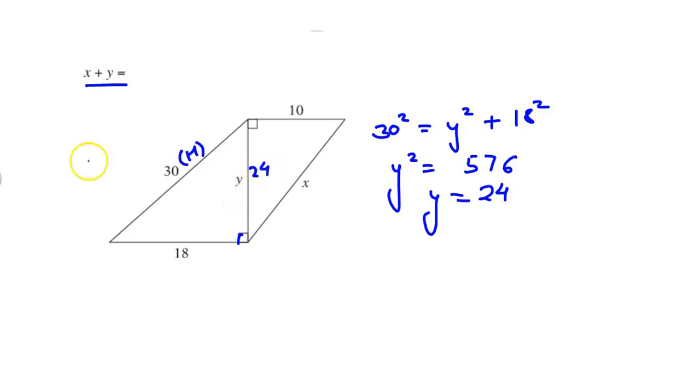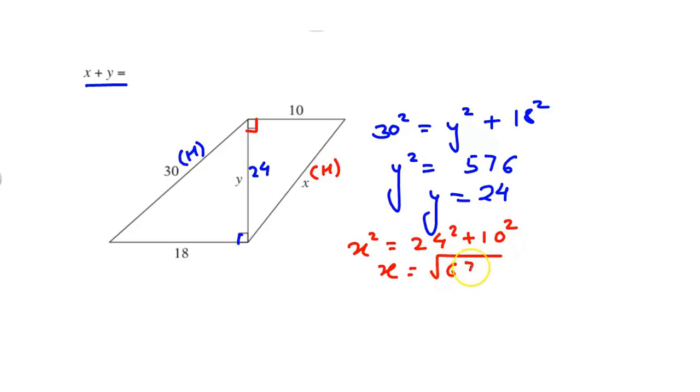Now we can again use Pythagoras theorem. This is also a right angle triangle. The hypotenuse is opposite to 90 degrees, so x in this case. So x square equals 24 square plus 10 square. That should be 576 plus 100, that is 676. So x will be equal to under root of 676.